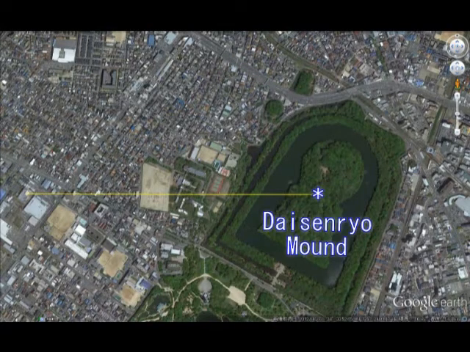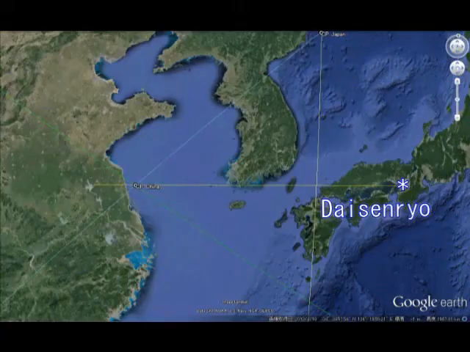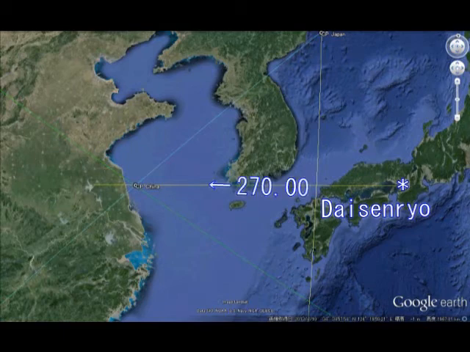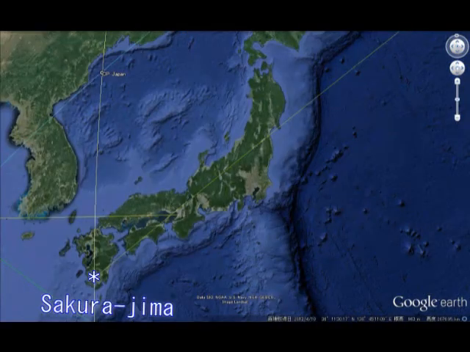Japan. This is Daisendyo Mound, the largest mound in the world, and I draw a line to the west at the angle of 270.00 degrees. This line comes to cross point China directly. It is a very, very small area, but it is within an area.